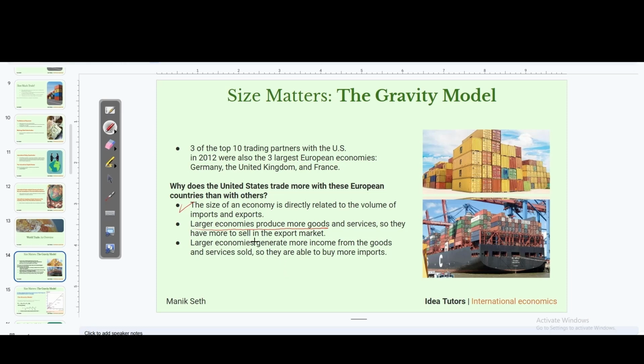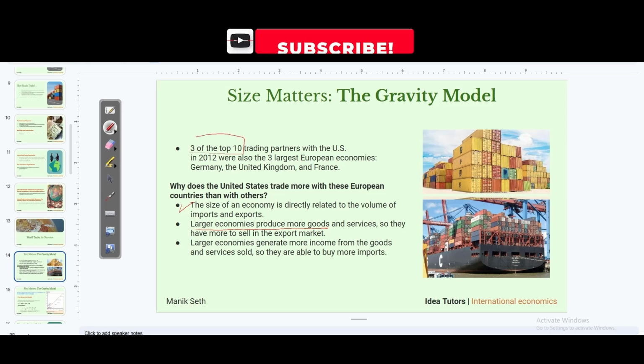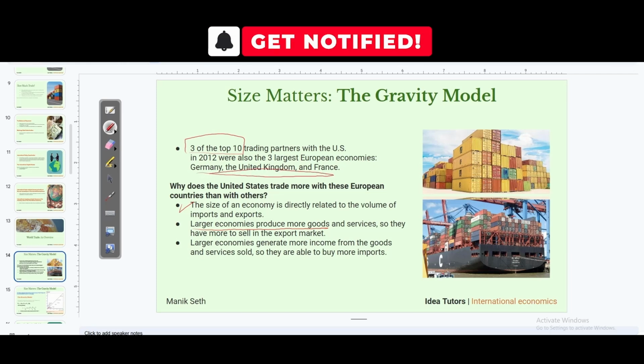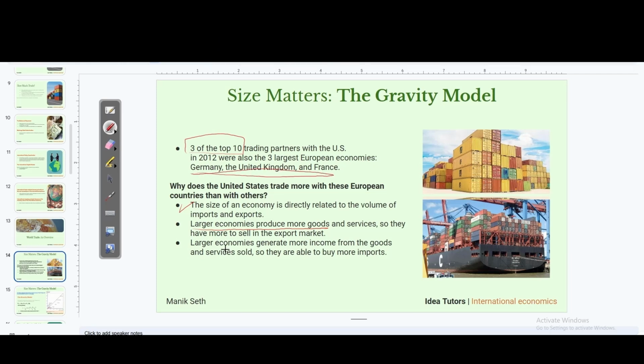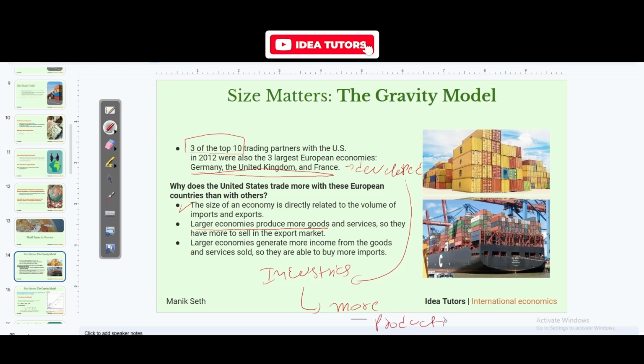If the US is doing more trade with certain countries, then obviously they are fulfilling some conditions, they are providing something to the US. Big economies like Germany, the UK and France have highly developed industries. Larger economies produce more goods, as we have seen. Why are they able to produce more? Because they have more developed industries. If industry is developed, then obviously they will be able to produce more. These industries enable them to produce high quality goods and innovative services at a scale that supports significant exports.